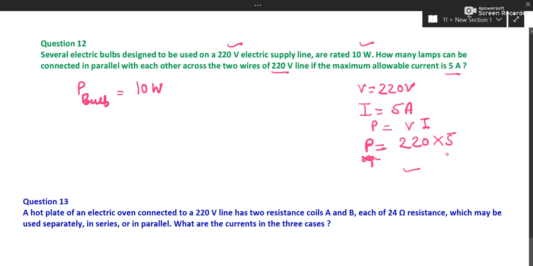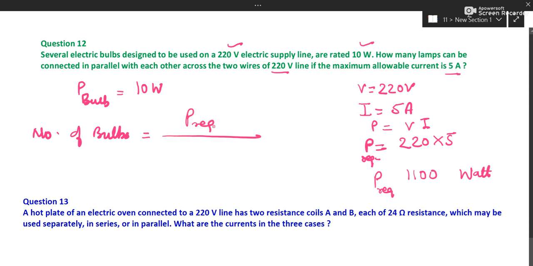This is big power. If you wish, you can multiply. So it is 1100 watt. This is required. So now in order to find out number of bulbs, number of lamps, you will be dividing the required power with the power of each bulb. That is 1100 divided by 10. So it is again 110.